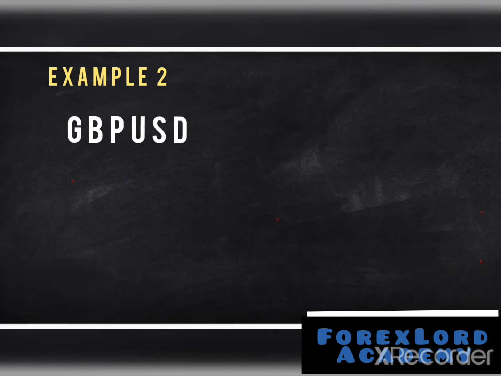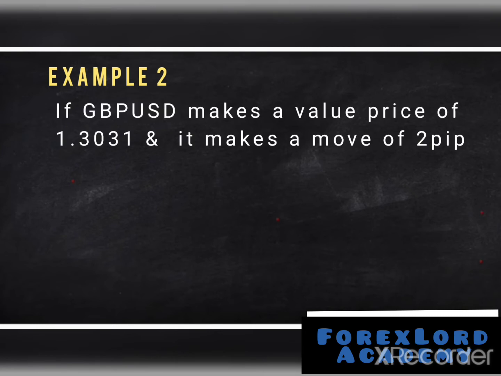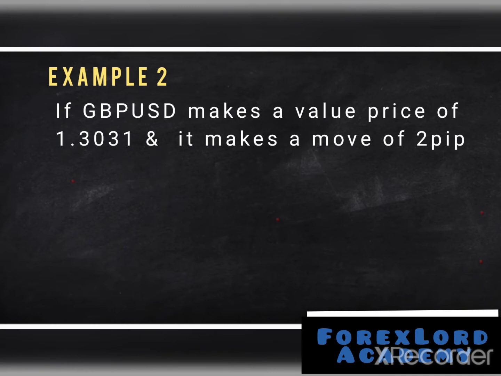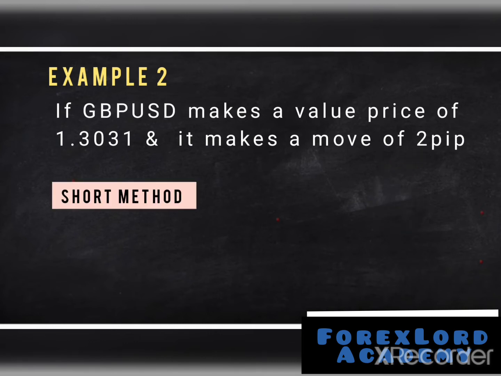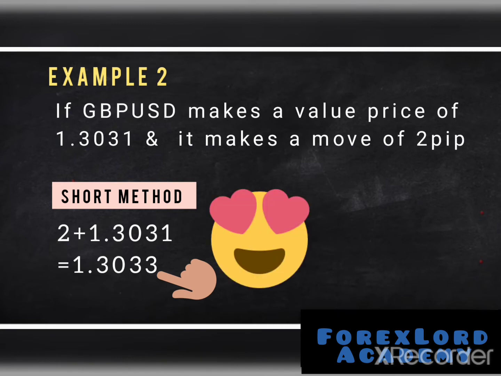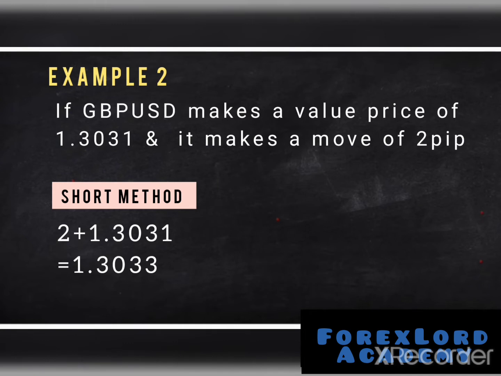GBP/USD. Okay, if GBP/USD has a price of 1.3031, and it makes a move of 2 pips, what will be the new value? Short method: you take that 2 and add it to the 4th decimal place, and the new value will give us 1.3033. Beautiful, right? This is so sweet. Pips calculation is easy. So now let's look at the long method.